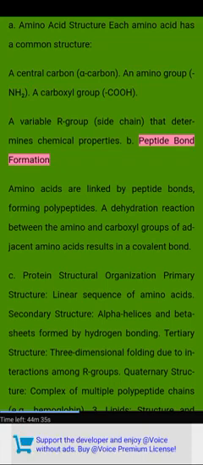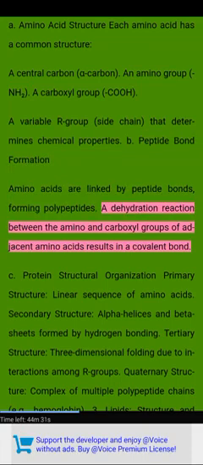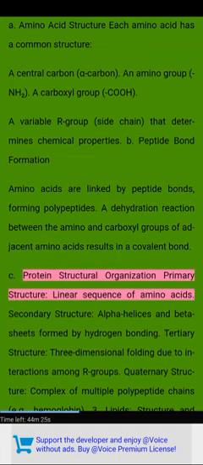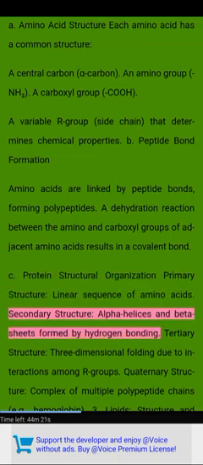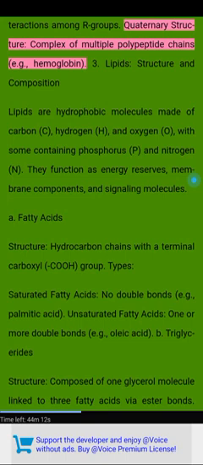B. Peptide bond formation. Amino acids are linked by peptide bonds, forming polypeptides. A dehydration reaction between the amino and carboxyl groups of adjacent amino acids results in a covalent bond. C. Protein structural organization. Primary structure, linear sequence of amino acids. Secondary structure, alpha helices and beta sheets formed by hydrogen bonding. Tertiary structure, 3-dimensional folding due to interactions among R groups. Quaternary structure, complex of multiple polypeptide chains, e.g., hemoglobin.